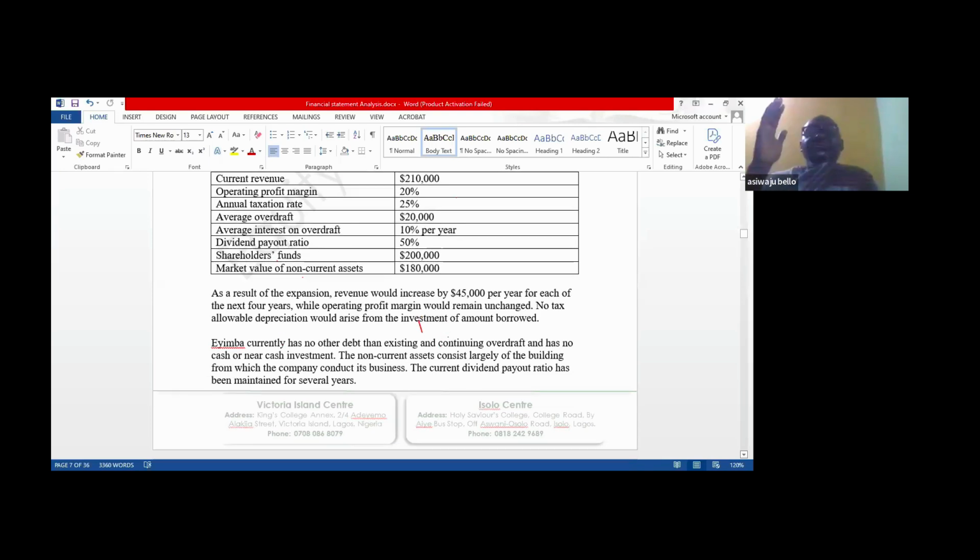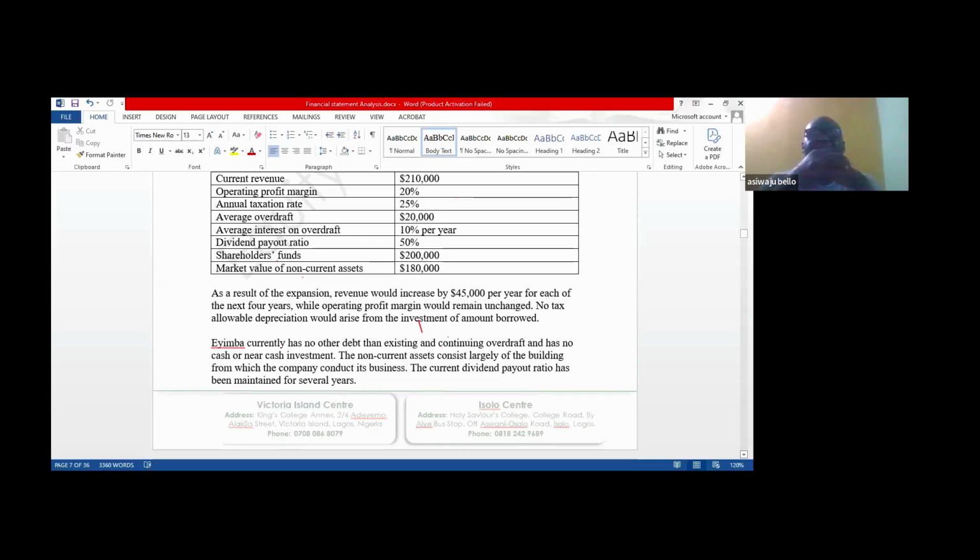Next paragraph. As a result of the expansion, revenue will increase by $45,000 per year for each of the next 4 years. Operating profit margin will remain unchanged. No tax allowable depreciation will arise from the investment of amount borrowed.